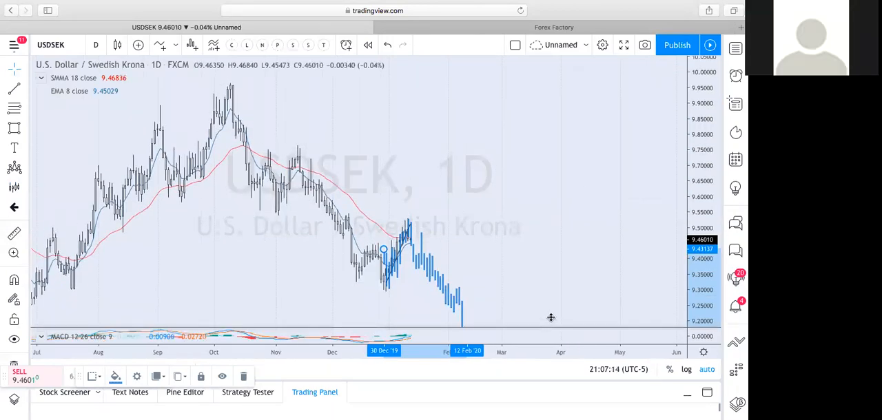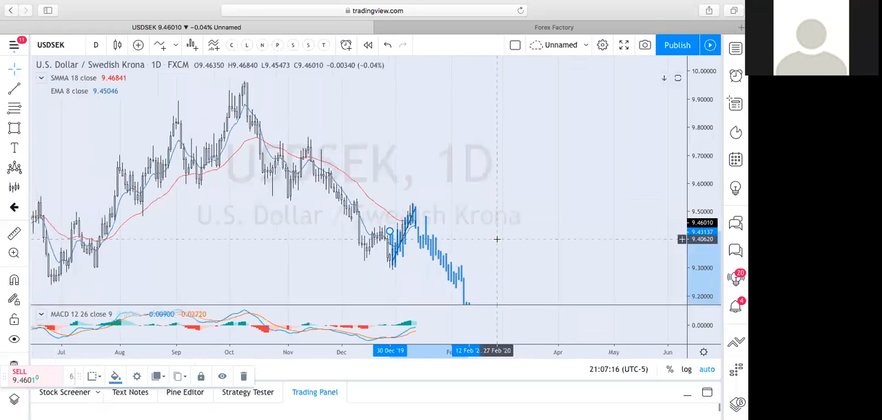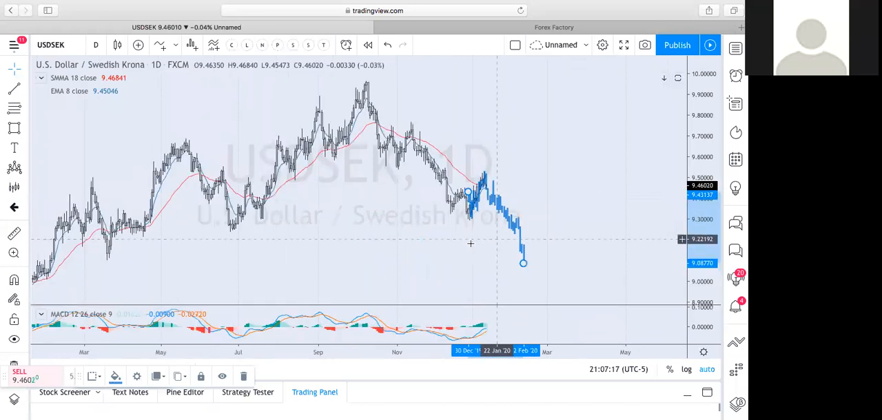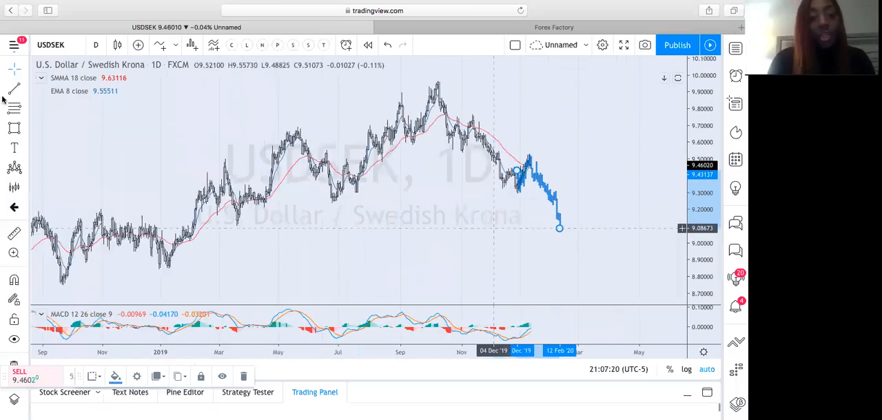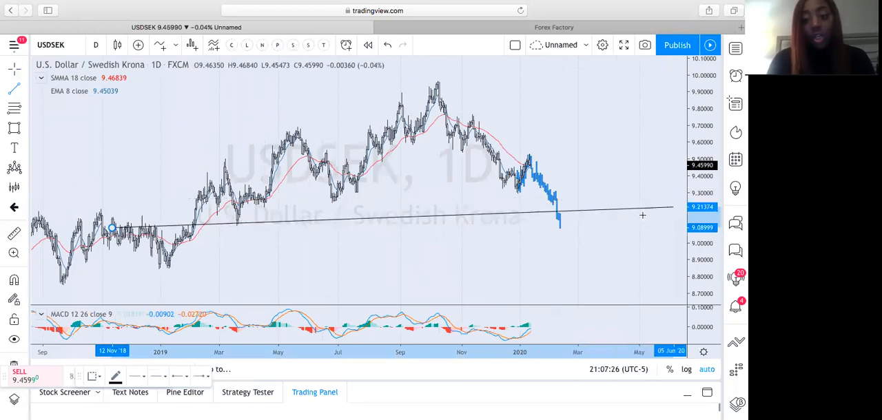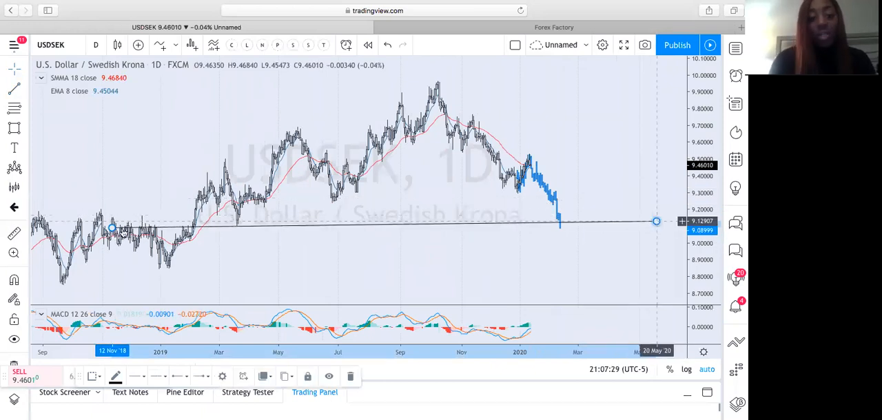Wow. And then where it ends up is literally where support would be, this previous resistance of all of this consolidation right here.